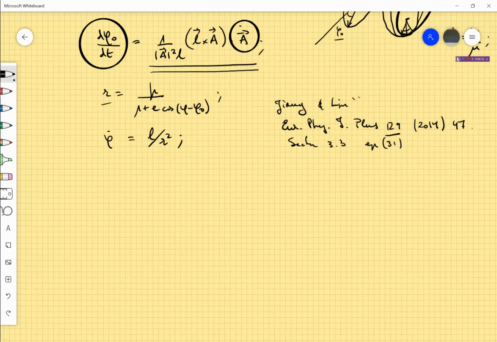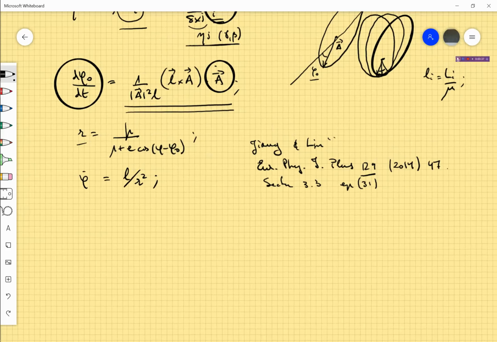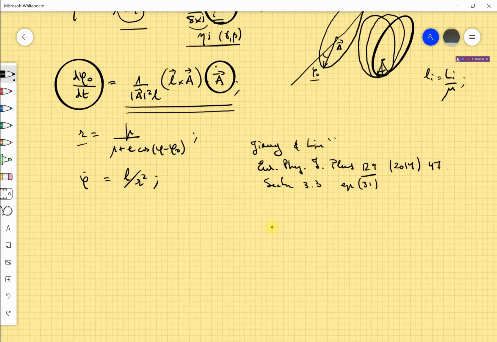Okay, so how do you actually compute now the shift of the perihelion? You want to compute this. Okay, the formula gives you how it changes with time, but you want to compute how much it changes per revolution. In this approximation, a revolution would be when phi, this phi, not phi 0, goes from 0 to 2 pi, for instance. Okay, because in this approximation in which we are using Keplerian orbits to compute this part of the formula, a full revolution is from 0 to 2 pi.